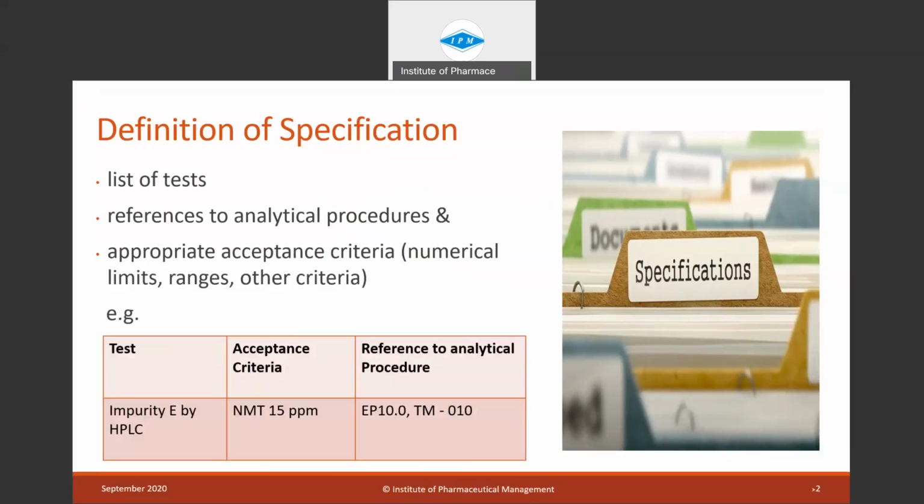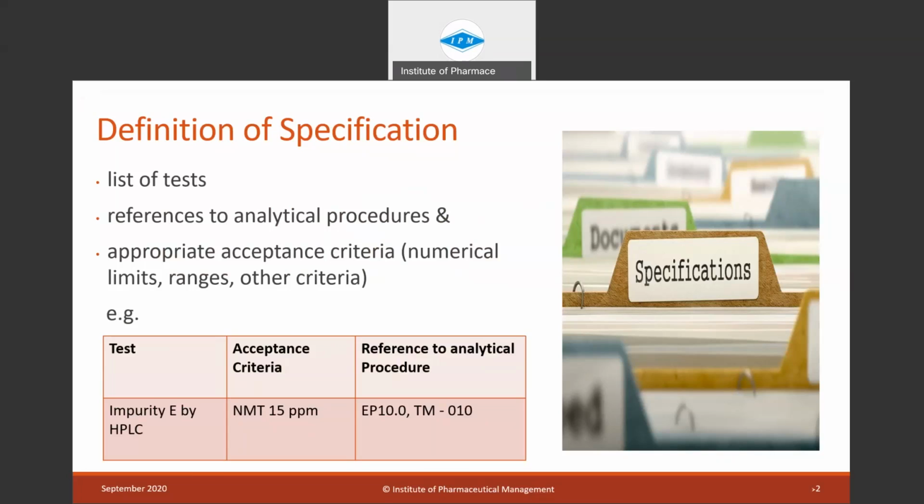Specification contains all the test parameters, then which procedure you have used for analysis. So you are giving the reference. Is it Pharmacopeial, in-house, which Pharmacopeia? And what is the method number? That is called as a reference. And the limits or standards which you have applied for that particular test parameter. So this as a whole is called as specification.